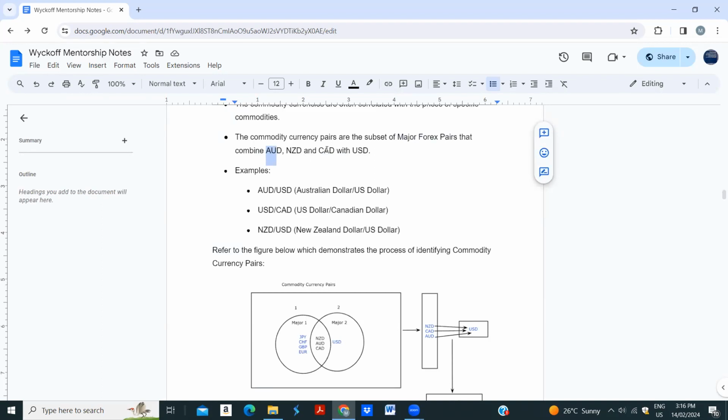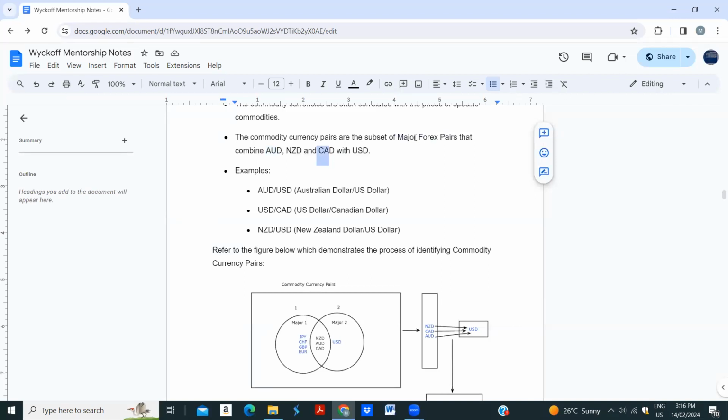Another example is Saudi Arabia. Saudi Arabia is a major producer of oil. All of the economy of Saudi Arabia depends on oil exports. So they are a commodity currency, but they are not a major commodity currency. The major commodity currencies are only the Australian dollar, New Zealand dollar, and Canadian dollar.